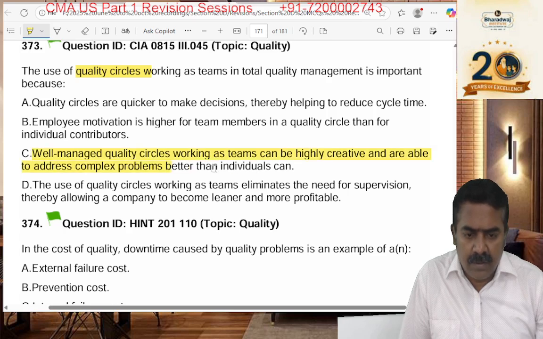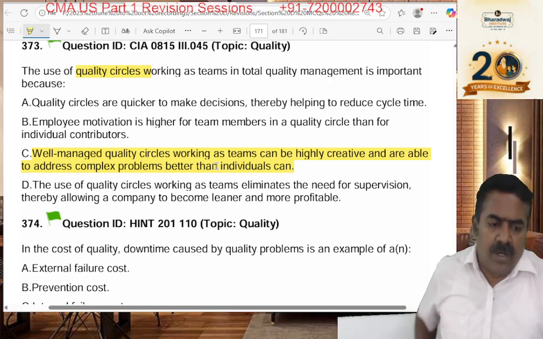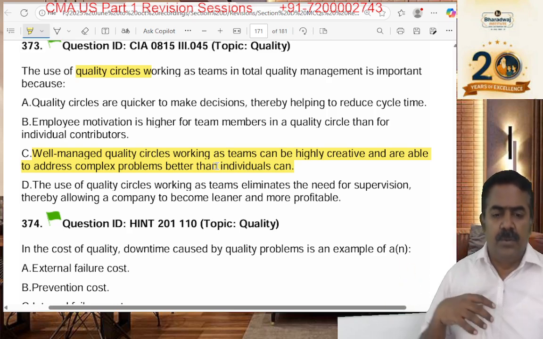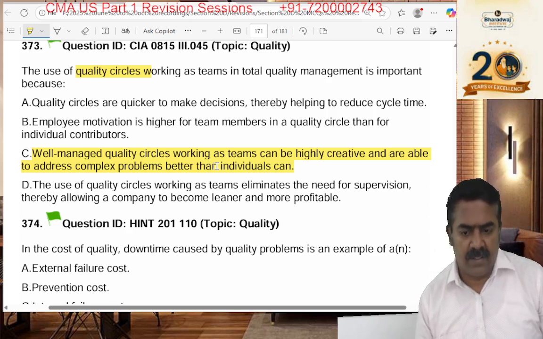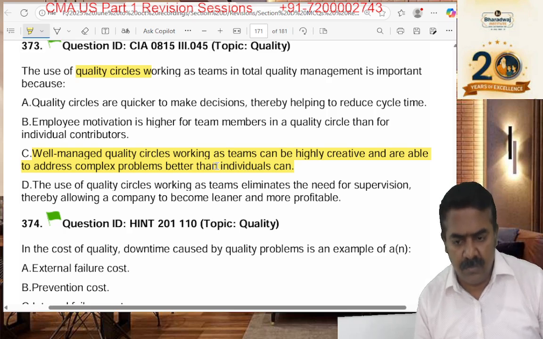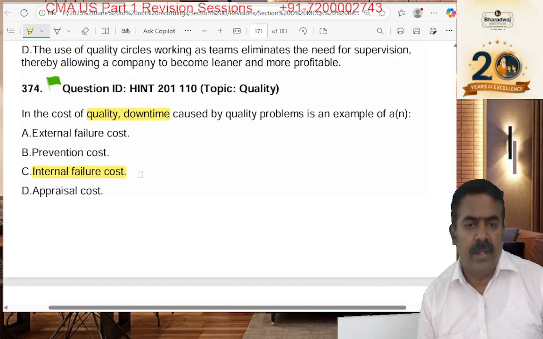Complex. So, a well managed quality circle can work creatively and will be able to solve a complex problem better than a single person. Correct. 374 next. Internal failure. Internal failure cost.